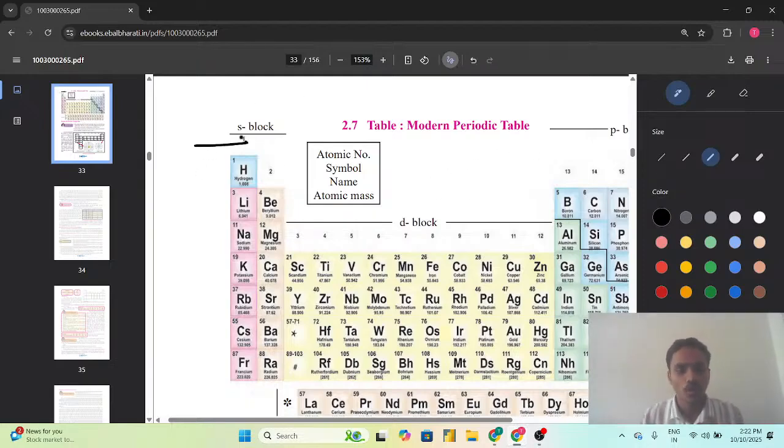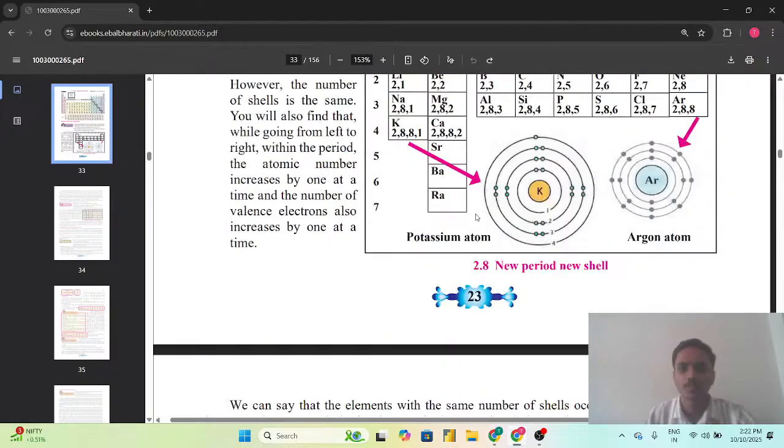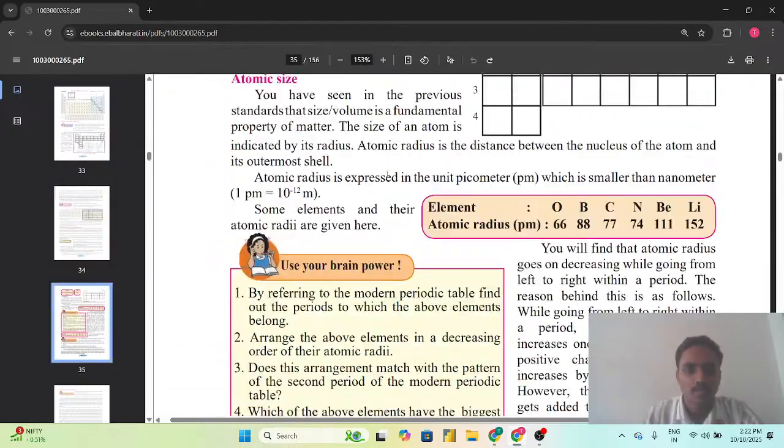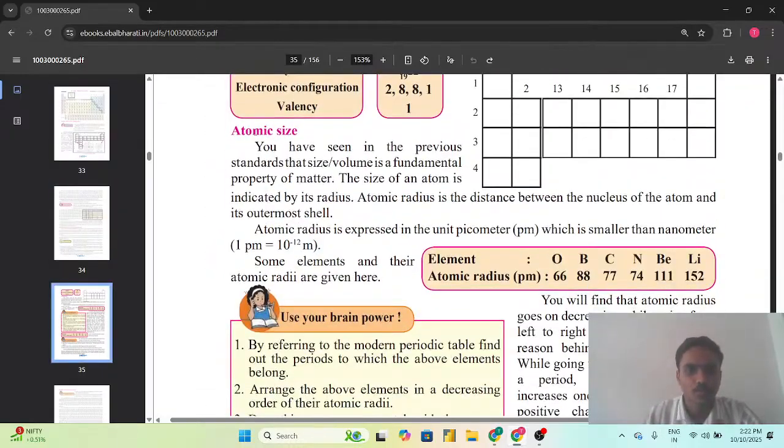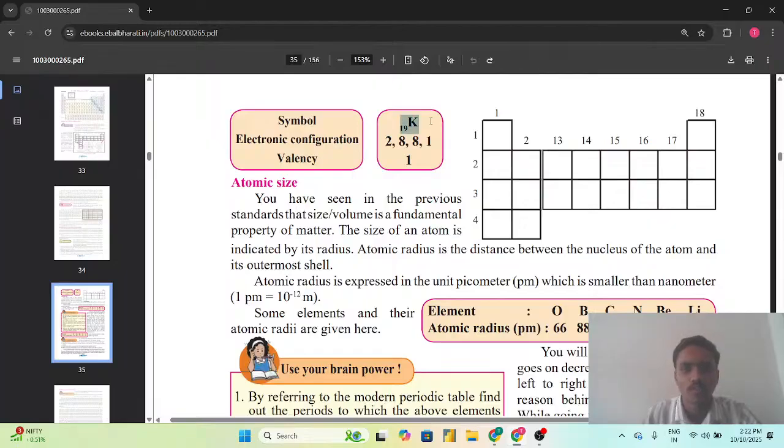And if we move along the period, the number of shells in which the electrons are present remains constant. This is basically the trend which is observed. Now let's see forward. Here we have been given the electronic configuration of potassium, that is 2, 8, 8, 1, and valence electrons 1.